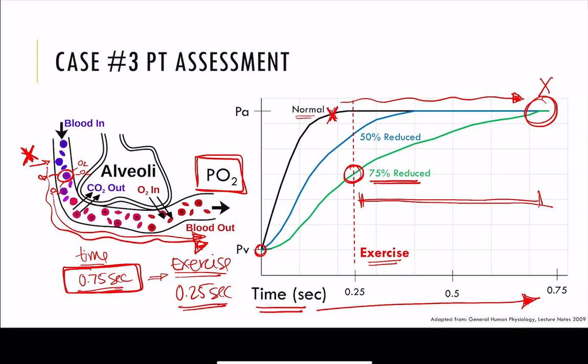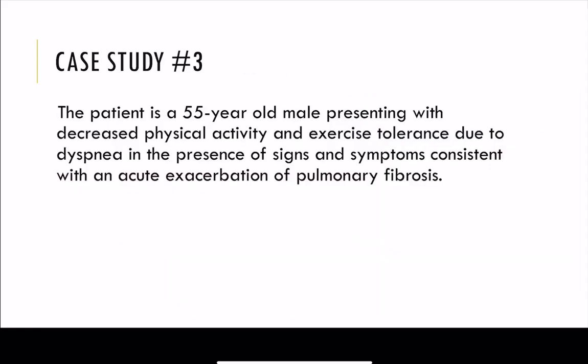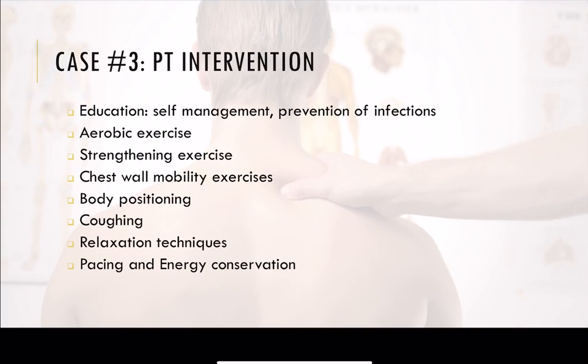So it's not just that exercise increases oxygen consumption, which it does. It also, because we increase the flow of blood through the lungs, decreases the time for diffusion to occur. So what do we find? We have a 55-year-old male presenting with decreased physical activity and exercise tolerance due to dyspnea in the presence of signs and symptoms consistent with an acute exacerbation of pulmonary fibrosis.